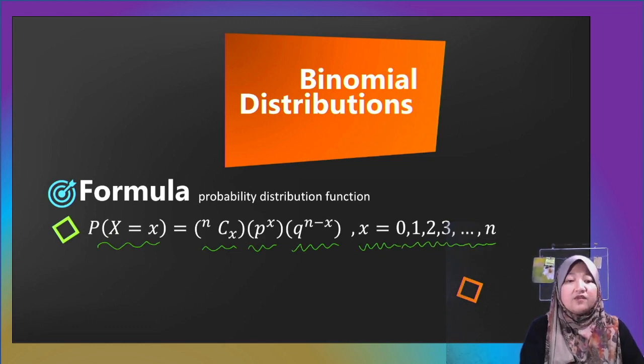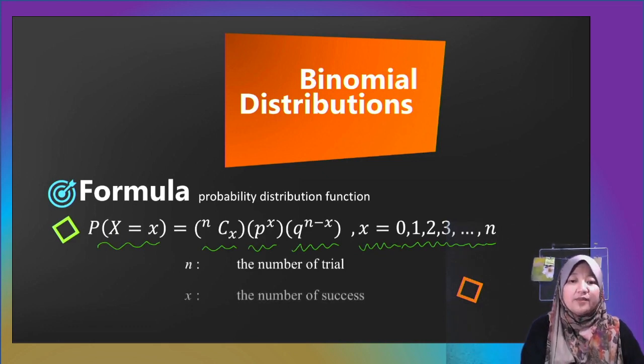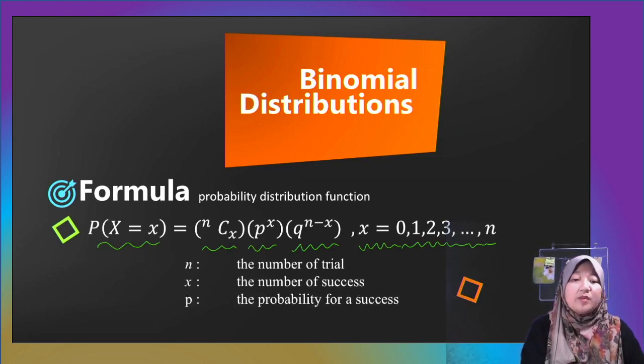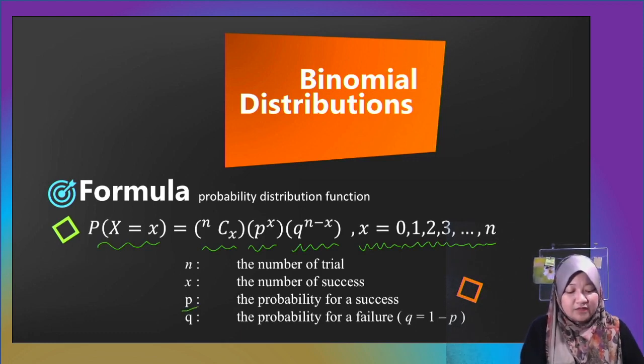Okay, this is formula for binomial distribution, where n the number of trial, x the number of success, p the probability of success, q the probability for a failure, where q is 1 minus p. P is success, probability for success, q probability for failure. Q is complement for p, 1 minus p.